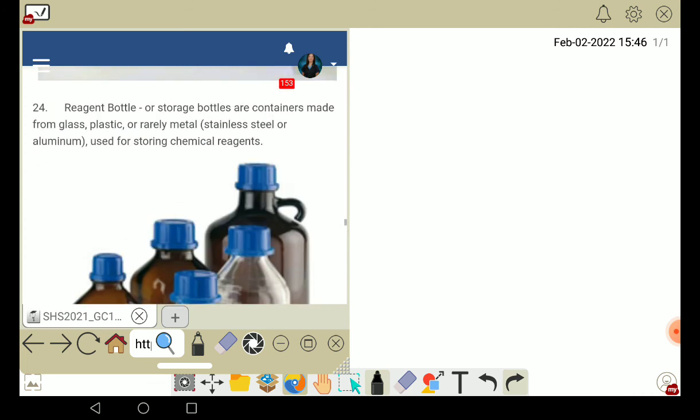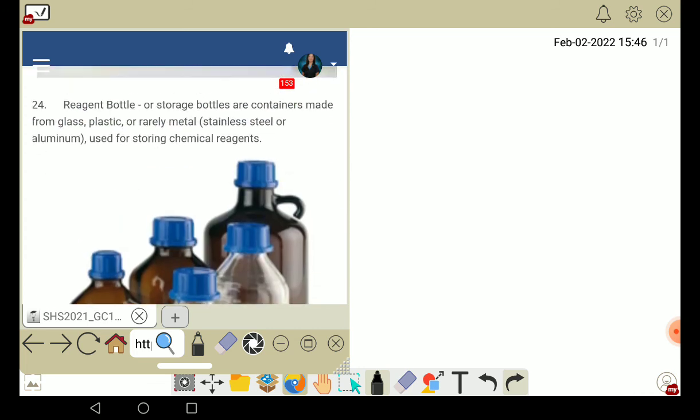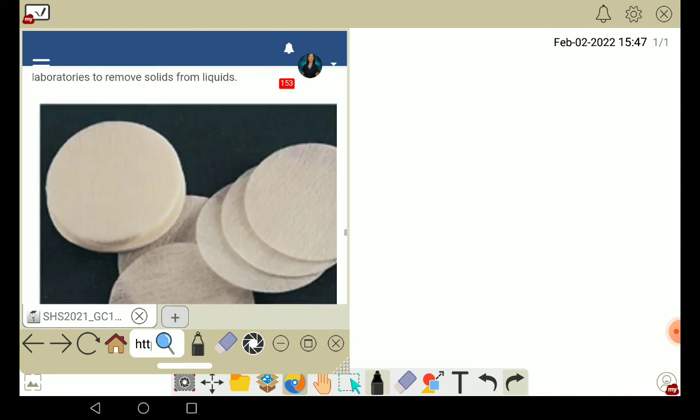Okay, next we have the reagent bottle. A reagent bottle is sometimes called a storage bottle. These are containers made from glass, sometimes made of plastic or rarer materials like stainless steel or aluminum. The purpose of stainless steel or aluminum is to prevent reactions with certain samples or chemicals. They are used for storing chemical reagents.